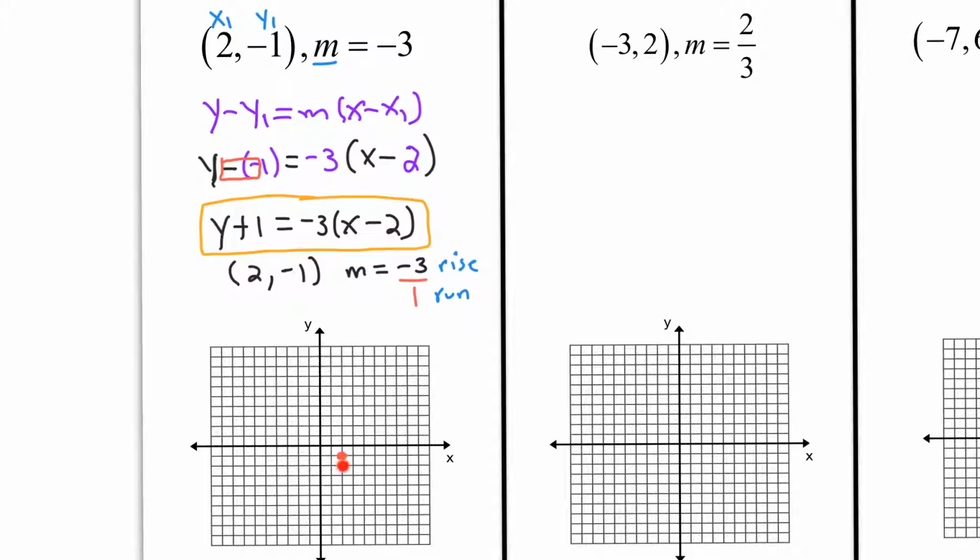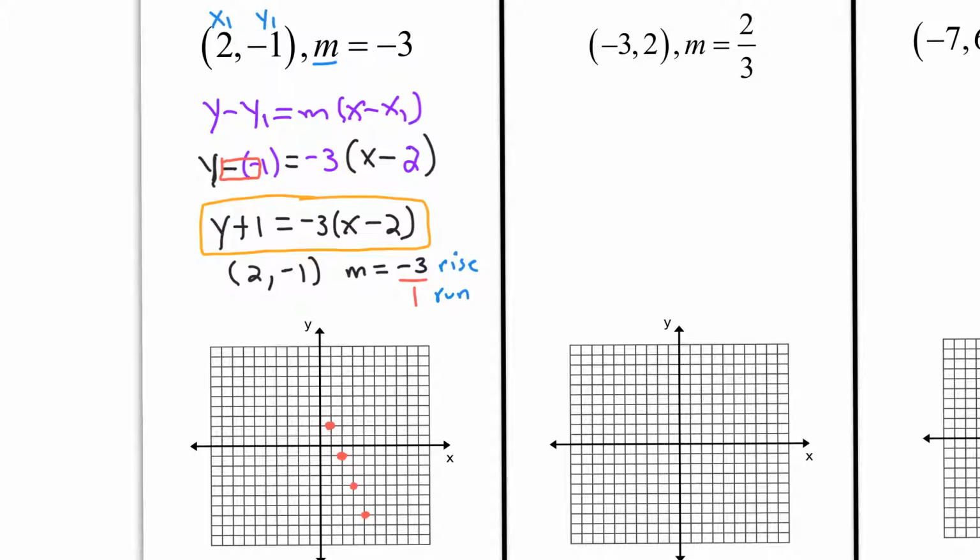So from here, 1, 2, 3, and 1 to the right. And I make another point right here. And you guys can do that again. From here, 1, 2, 3, 1 to the right. So you make another point. Or you guys can go the other way, opposite direction. Instead of going down, you guys can go up 3, 1, 2, 3, and then 1 to the left, because that's the opposite. So you guys can do that too.